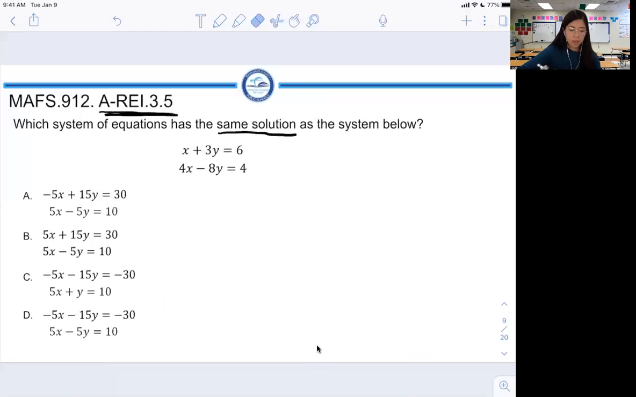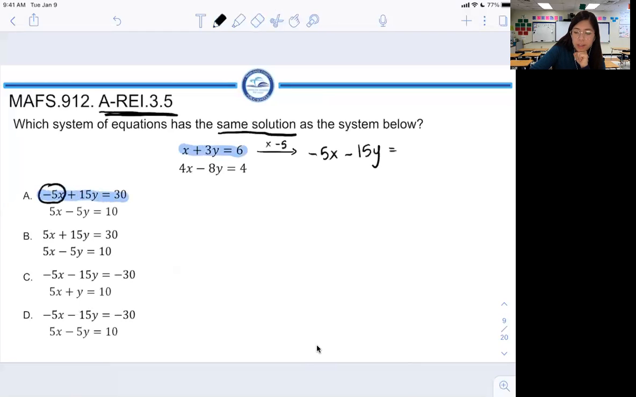So let's see. I see some 5s. I see that maybe this might be a factor of the top equation. So it's possible, but let's find out. In order to turn this into negative 5x, I would have to multiply this whole thing by negative 5. Well, if I multiply it by negative 5, I would get negative 5x minus 15y equals negative 30, which is not what you get in the rest of that equation. So A is automatically out.